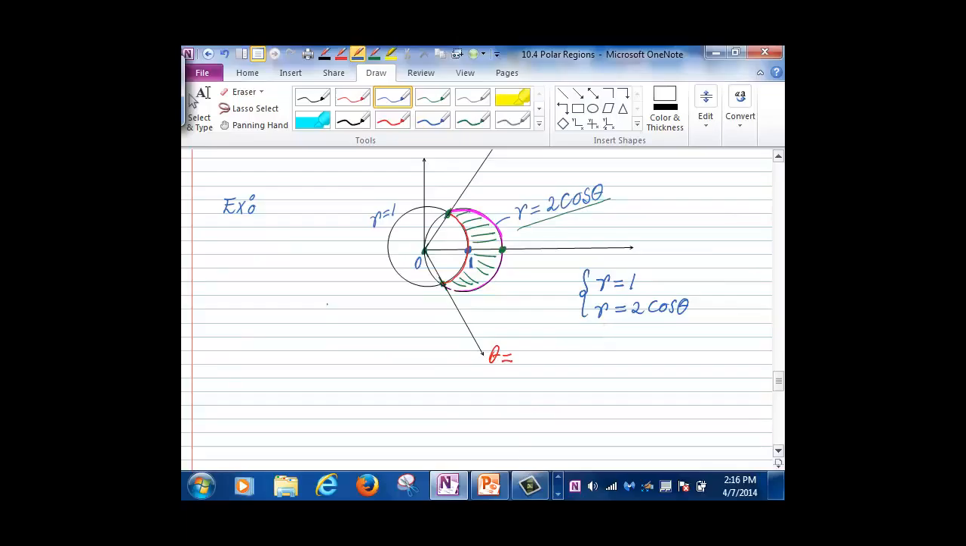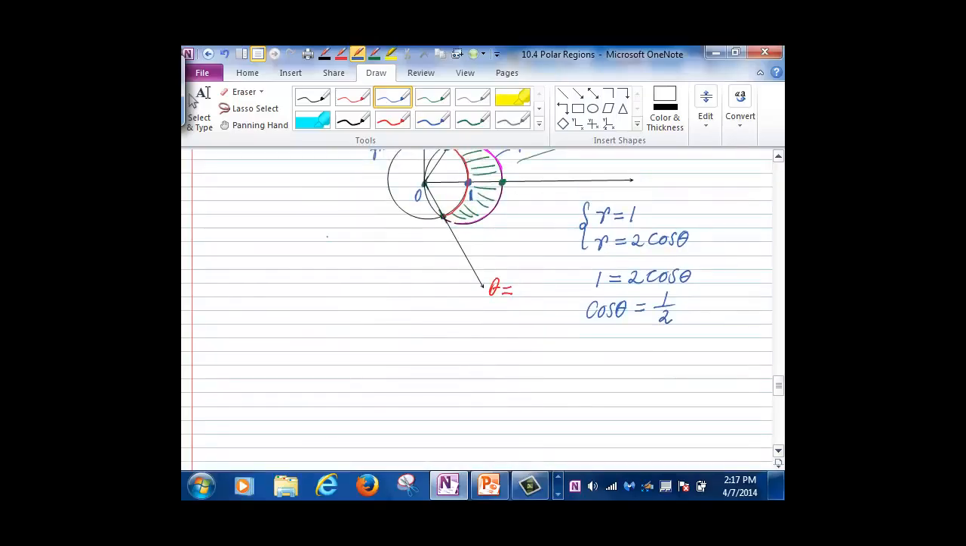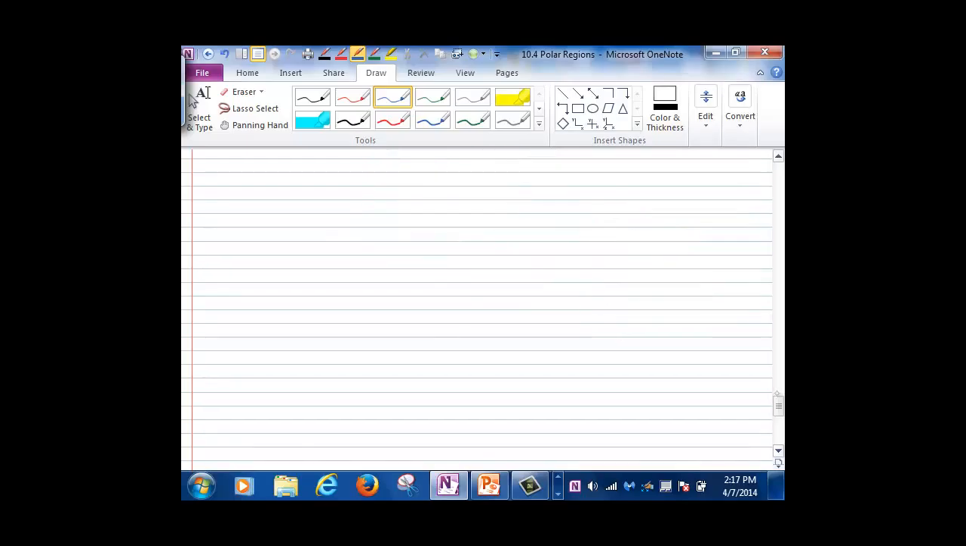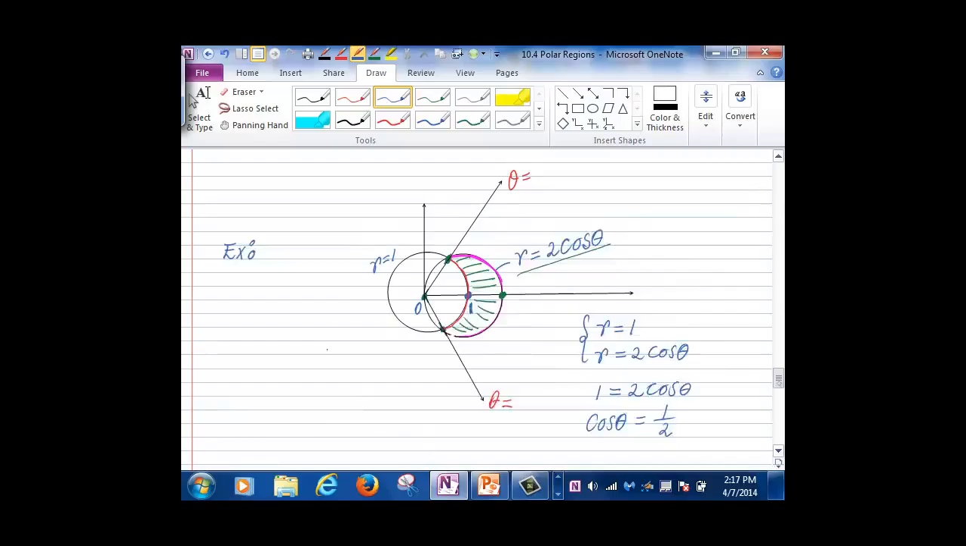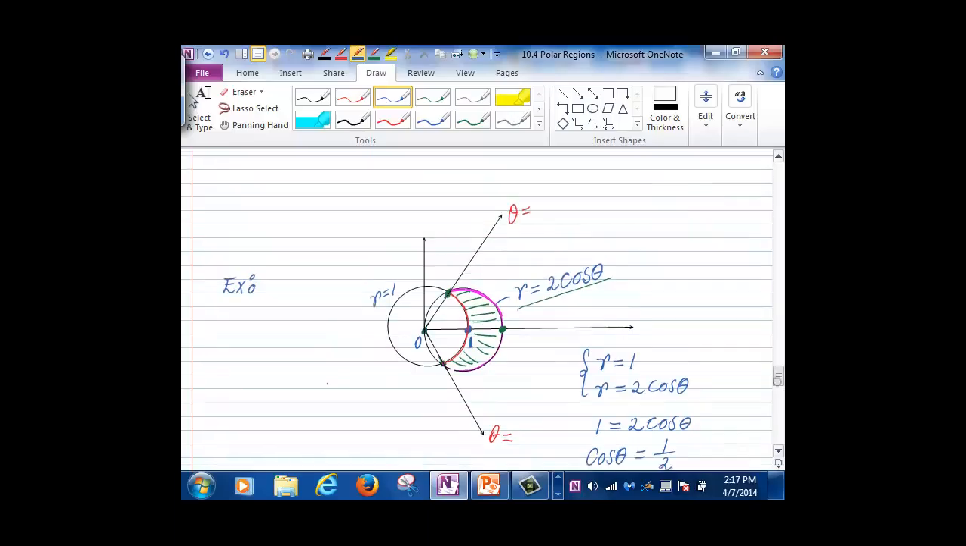Yeah, so you want to plug in r equals 1 in the second equation. If I do that, I get 1 is 2 cosine theta, and then cosine theta is a half. Can someone give me an angle in the first quadrant for which cosine theta is half? What's that? 60 degrees, right? Which is pi over 3.